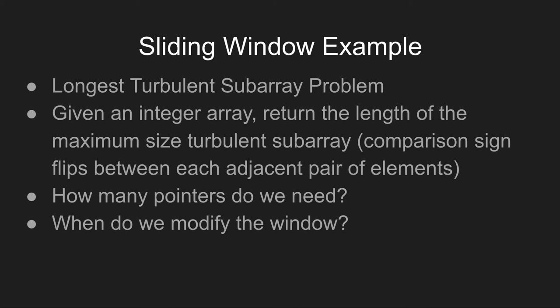A few things we want to consider when thinking about how to implement this sliding window problem are how many pointers do we need, and how and when should we modify the window. One of the most common ways, as I mentioned a few times, is two pointers, one being the start of the window and one being the end. The end of the window will just be incremented in our for loop, and the start of the window we can increment when a certain condition is met, and I'll discuss that in the next slide.